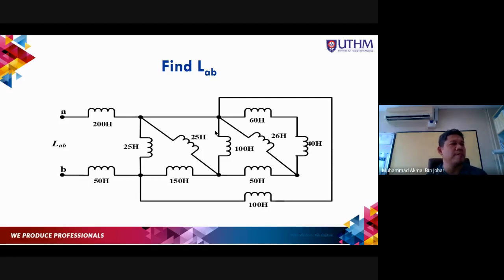So try to determine what is the total LAB. I give you 5 minutes to try to solve this, and then we will come back with the solutions.